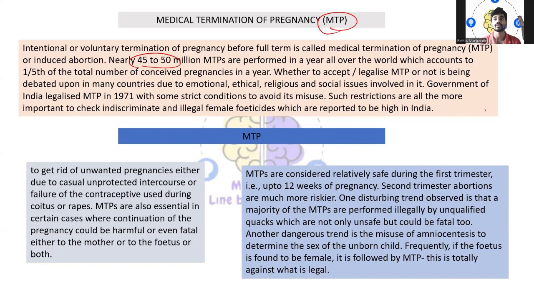Because emotional, ethical, religious and social issues are involved in this term, the Government of India took an initiative: MTP 1971. Questions could be asked on these general aspects also. Since abortion had become common among people, a legal act was introduced in 1971 to keep some restrictions.